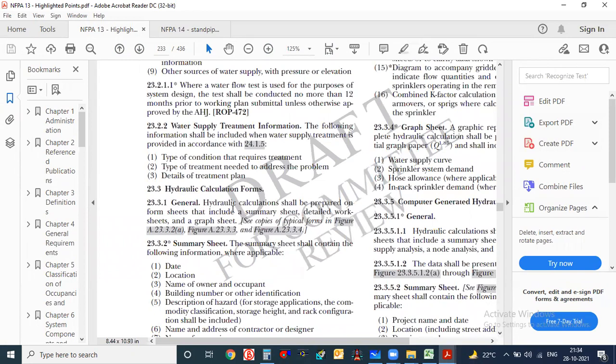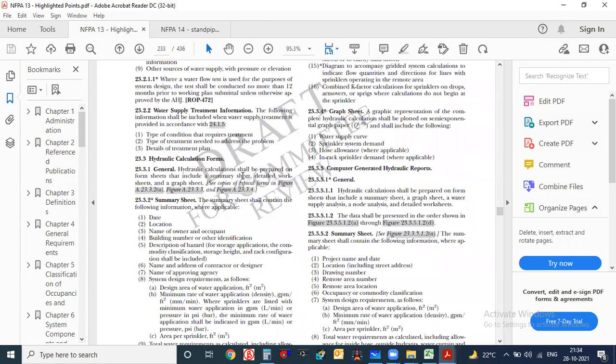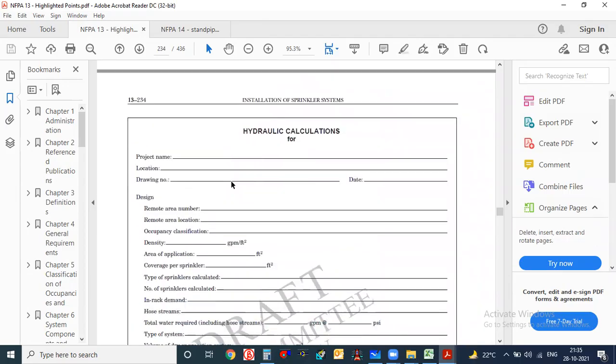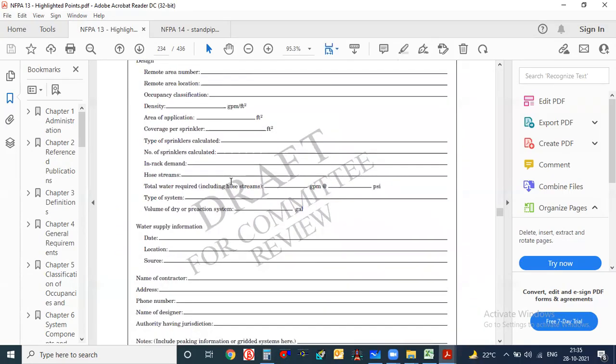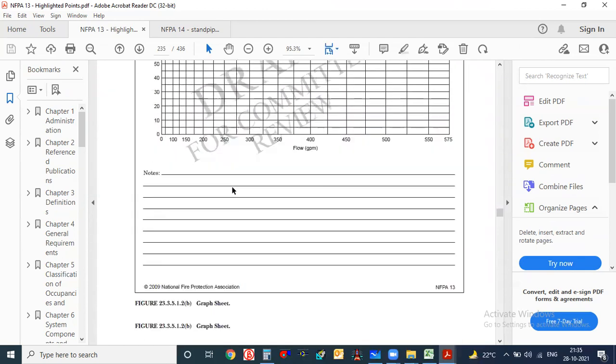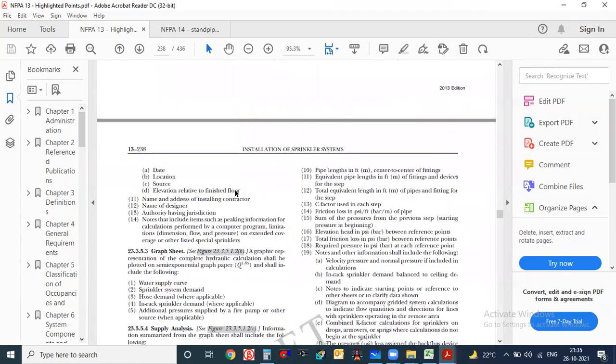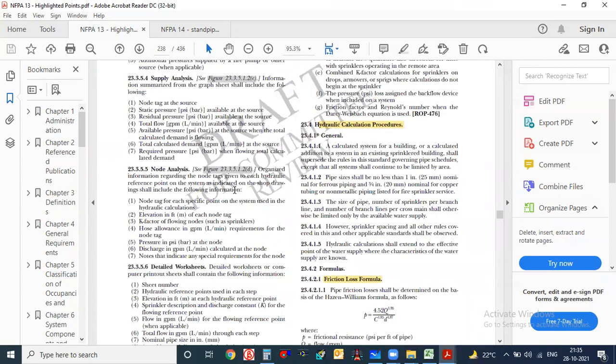So everything will come in our Allied software also. In this particular book, they have given their own format, maybe NFPA follows this format for doing the calculation. They have also highlighted what the summary sheet and the graph sheet are. So we don't need to study those things, because when we get the Allied report, we will understand what we are going to get. Okay, so we will skip this portion and directly start from our calculation procedure. Here they have given the hydraulic calculation procedures.